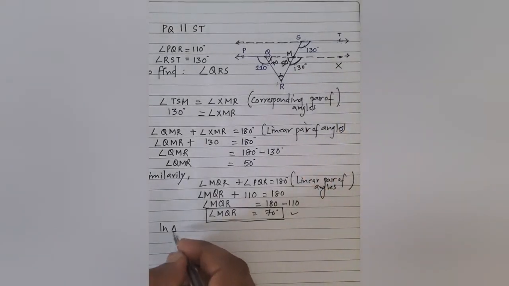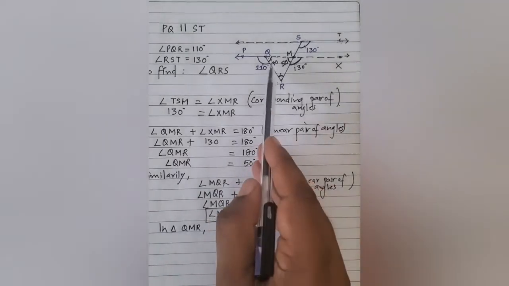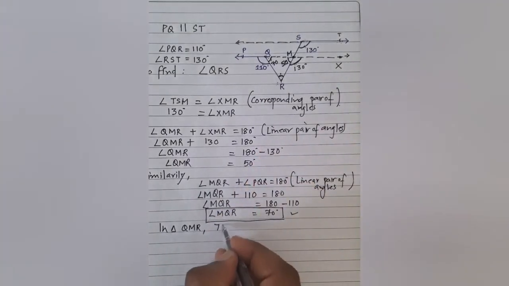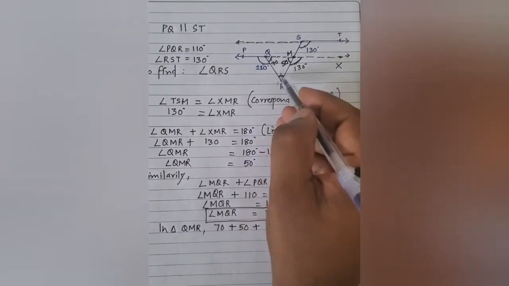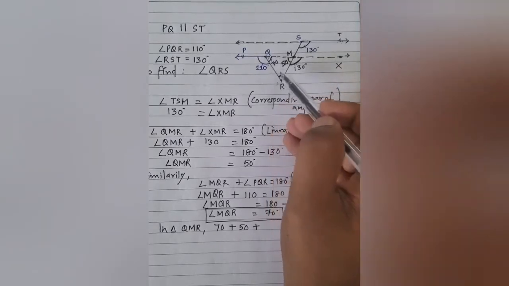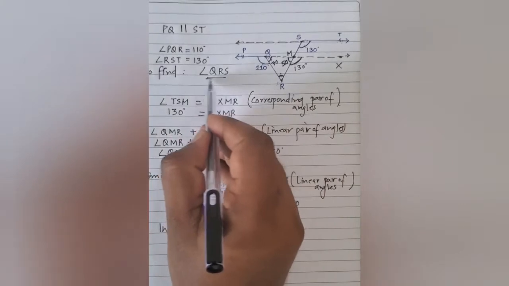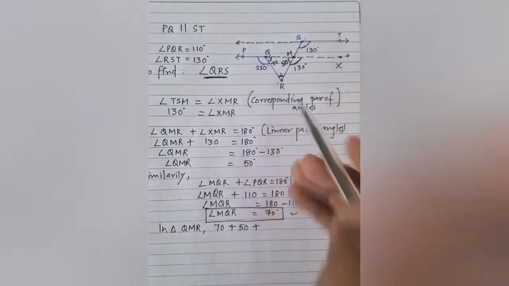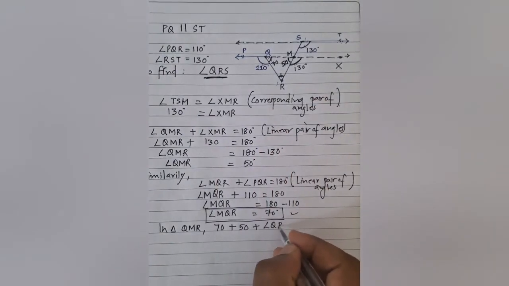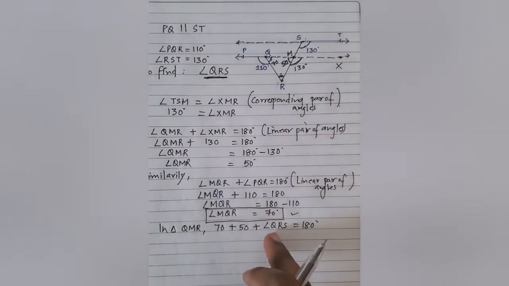In triangle QMR, what would I write? 70 degree plus 50 degree plus this angle. So what is it? This angle QRS or QRM. But as it is mentioned, let's take QRS. QRS is this angle. It should be equal to 180 degree, because these three angles together form a triangle.